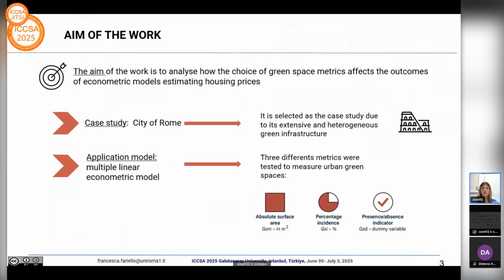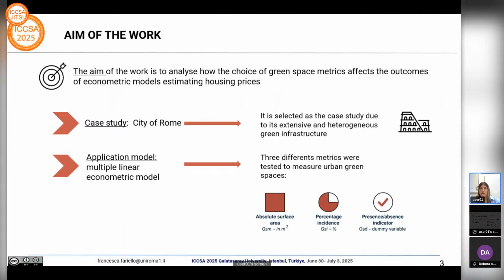To achieve this goal, a case study has been developed focused on the city of Rome. This urban context has been selected because Rome is one of the greenest European capitals in terms of total urban surface. A multilinear regression model has been applied to a georeferenced dataset related to the territory of Rome.